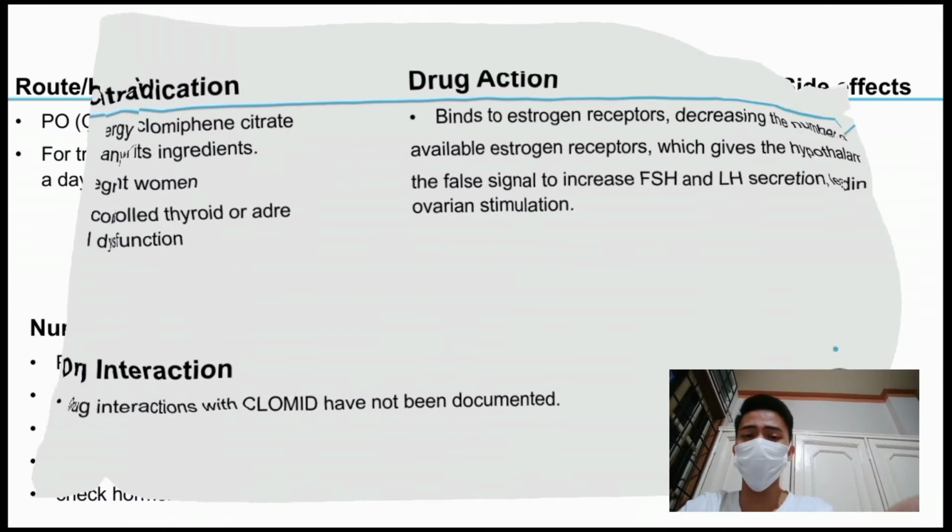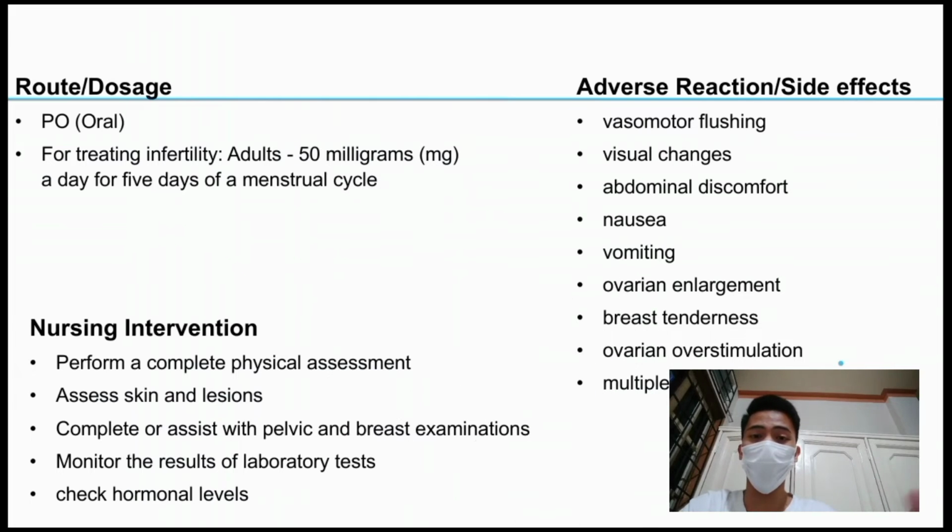For the route and dosage, PO or oral, for treating infertility in adults is 50 milligrams a day for 5 days per menstrual cycle. For the adverse reactions: vasomotor flushing, visual changes, abdominal discomfort, nausea, vomiting, ovarian enlargement, breast tenderness, ovarian overstimulation, and multiple pregnancies.